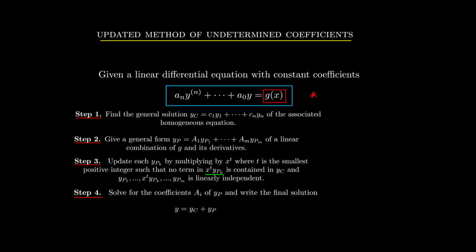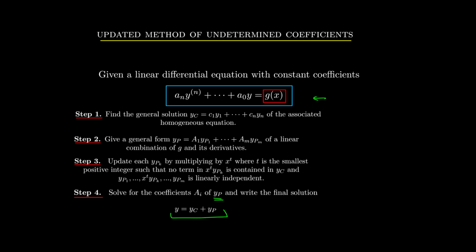But then also we would just want that x to the t y sub pk, together with the rest of the functions, is linearly independent. It could happen, for instance, that you multiply by x and get one of the other functions. So you just want to then continue multiplying until these two conditions are met. Okay, great. So once you've achieved that, then you're in a position to just substitute the yp back into the equation here, equate the coefficients of that function yp with g of x, and find the coefficients, and then you have your general solution here.